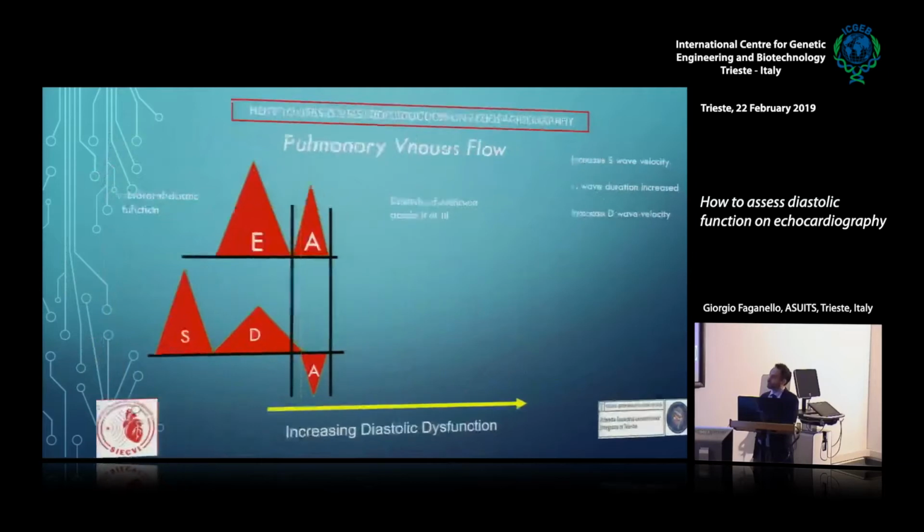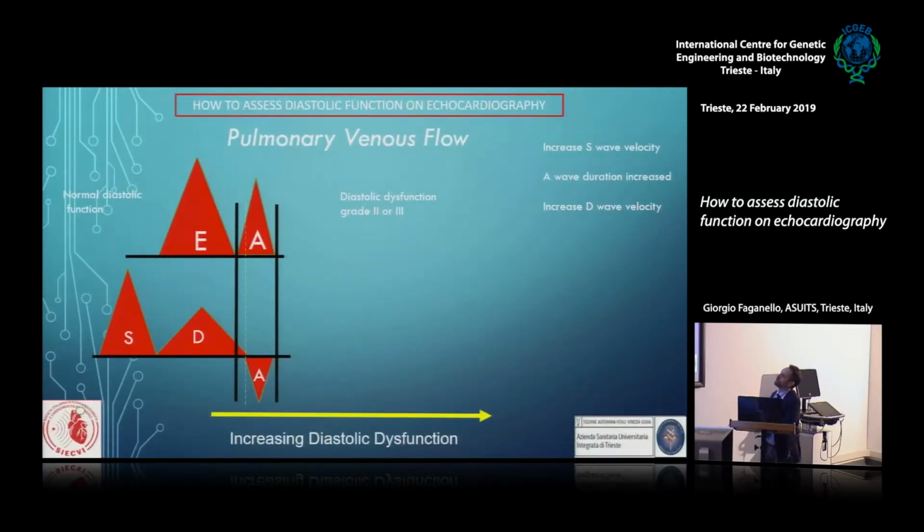So, normal diastolic function, normal ratio, and normal waves, S, D and A. And the duration of the A wave is shorter compared to the A wave coming from the mitral flow. Okay?